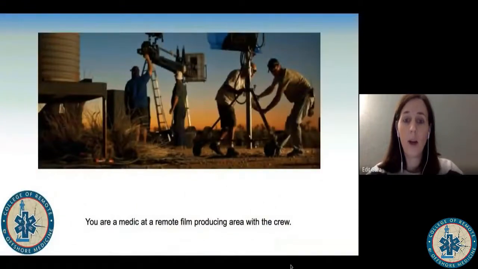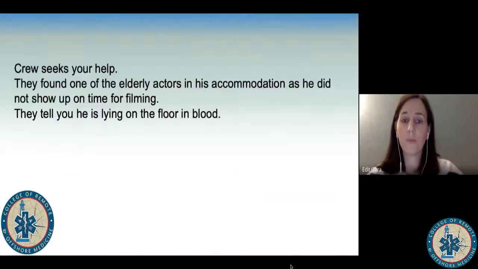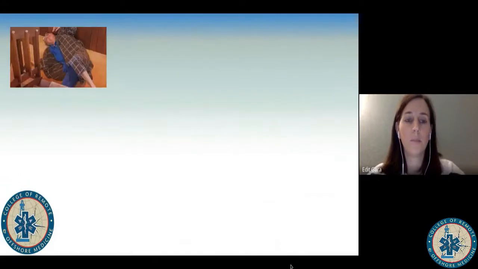Let's go. You are a medic at a remote film producing area with the crew, and the crew seeks your help. They tell you that they found one of the elderly actors in his accommodation, as he did not show up on time for the filming. They are quite worried, and they tell you that he's lying on the floor and he's in blood. That's what you hear. So it doesn't sound really good or promising. And when you enter his accommodation, this is what you see.